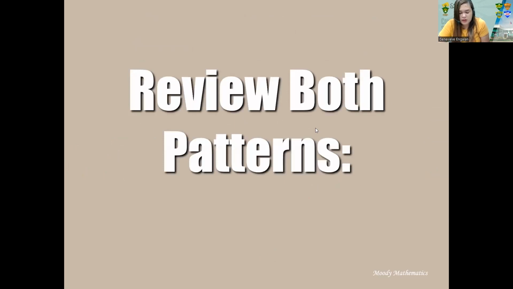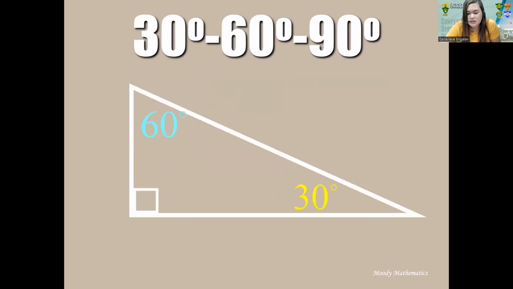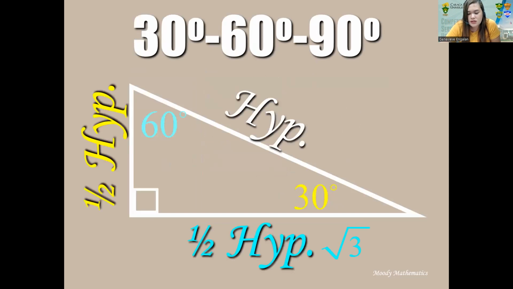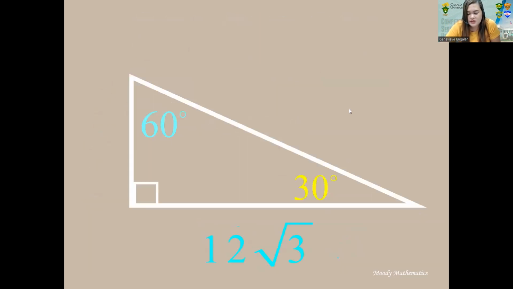Okay, let's review both patterns. If we have a 45-45-90 triangle and the leg is given, your hypotenuse is leg times square root of 2. In a 30-60-90 triangle, the shorter leg is 1/2 of the hypotenuse, and the longer leg is 1/2 the hypotenuse times square root of 3. Okay, so let's have mixed practice. If this is 12 square root of 3, what is the shorter leg?